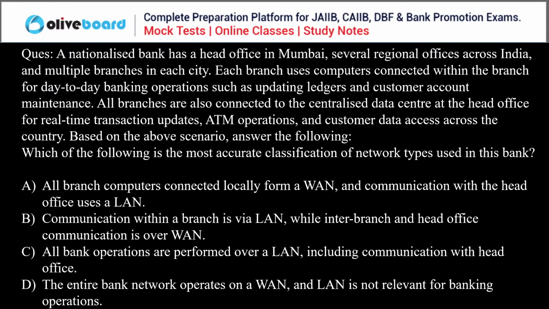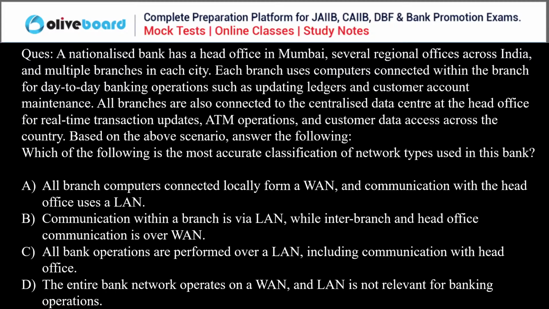See this question carefully. A nationalized bank has a head office in Mumbai, several regional offices across India, and multiple branches in each city. Each branch uses computers connected within the branch for day-to-day banking operations such as updating ledgers and customers' account maintenance. All branches are also connected to a centralized data center at the head office. So the branches have computers which are connected internally, and then the branches are connected to the centralized database also, for real-time transactions like ATM operation and customer data access.